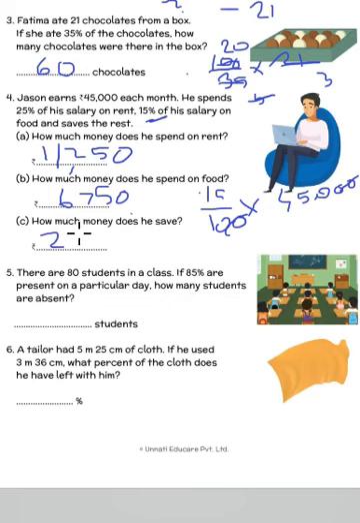That is 27,000. And how do I get that? 60 divided by 100 multiplied by 45,000 gives me 27,000. Let's look at the next one.